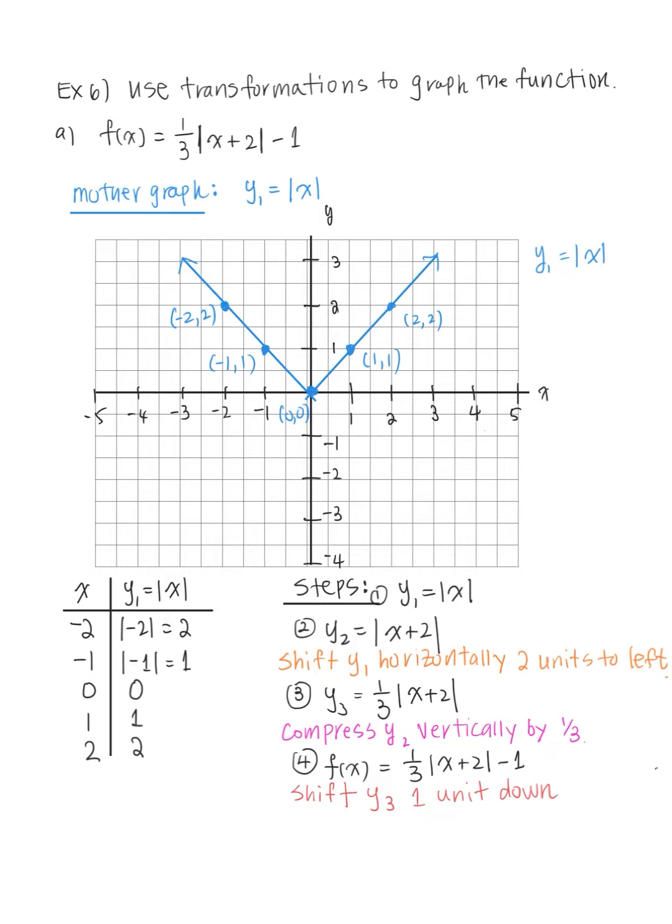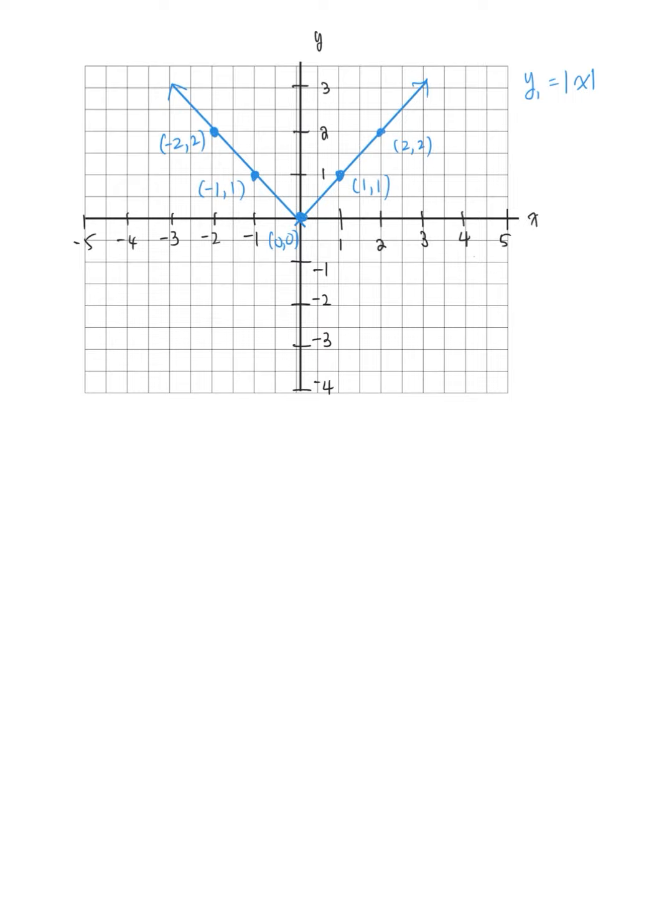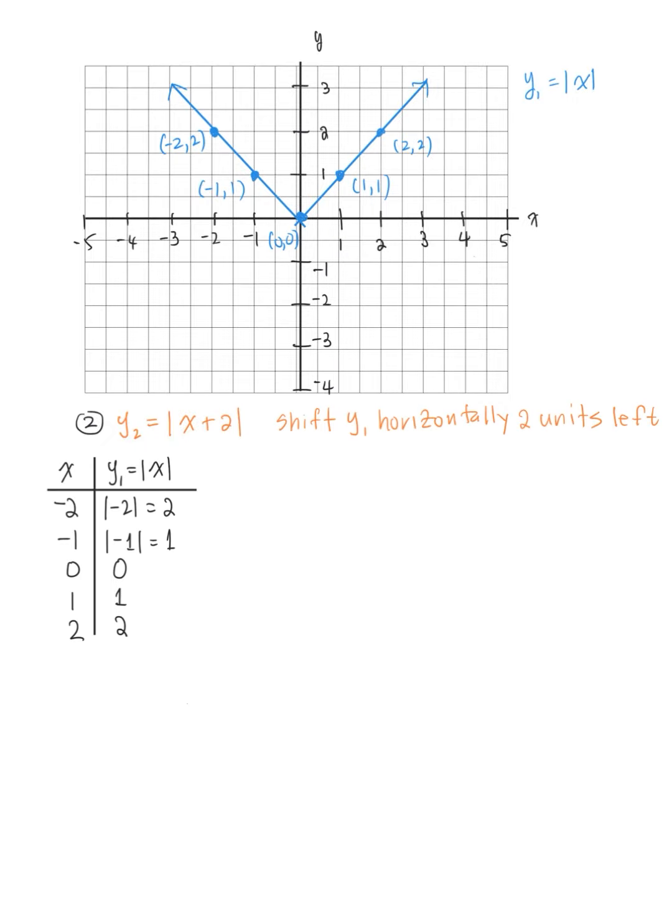So let's get started. Okay, so I just copy and pasted our mother graph. Now let's go with our step 2. So the step 2 was the graph y2, which is absolute value of x plus 2. Let me copy and paste the original chart so that way we can easily compute y sub 2. Okay, so here is our original chart, and then I just wrote down what we're about to do. We need to shift y1 horizontally 2 units to the left.